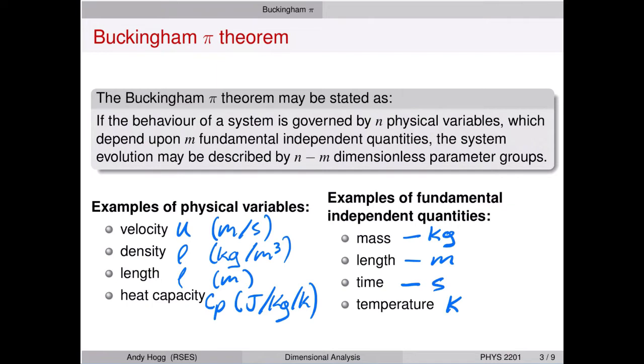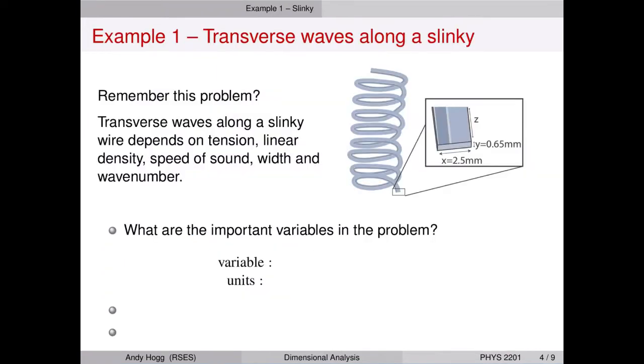Understanding why this is so profound is easiest with an example. So, let's revisit a problem that we already know the answer to, the question of waves along a slinky. This is a question you've already seen in workshops and for which you already know the answer. In particular, you know the most important variables: the tension of the wire, T, linear density, mu, speed of sound along the wire, c, the width of the wire, d, and the wave number of the wave, k. This gives us 5 variables, or n equals 5.